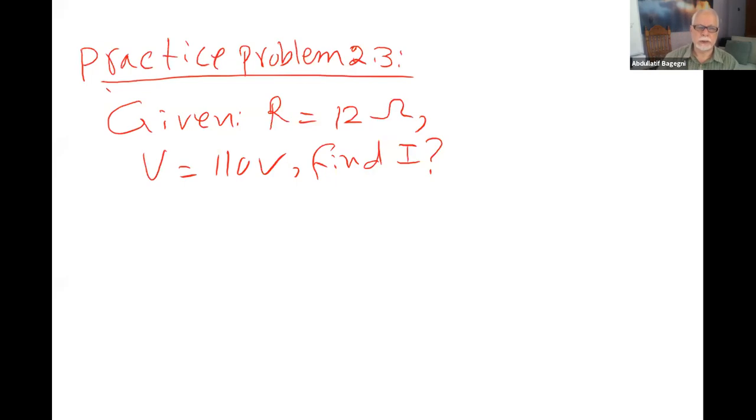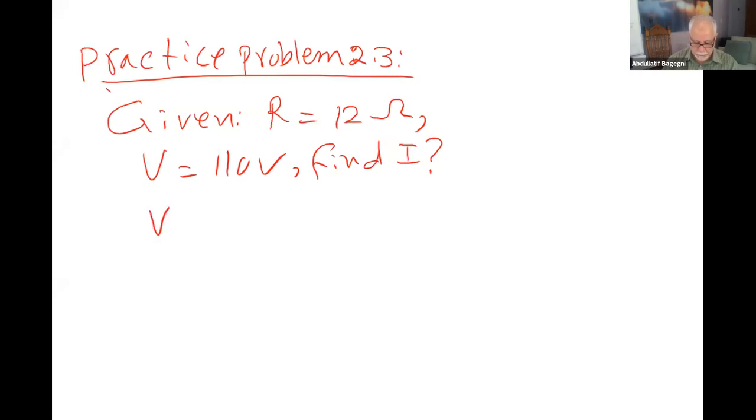Here I'm using my whiteboard to show you how to solve the practice problem 2.3. As you see here, we are given R equal to 12 ohms and V equal to 110. We need to find I.